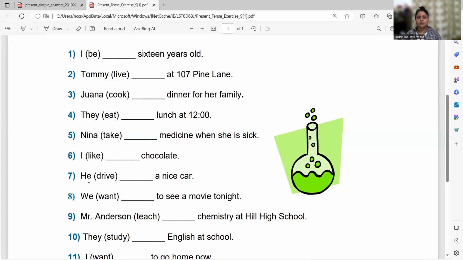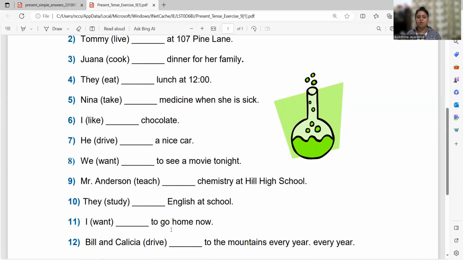Okay. So, he drives a nice car. We want. Here, want is even a feeling. You express your desires. So we use these words in the simple present tense all the time. We want to see a movie tonight.